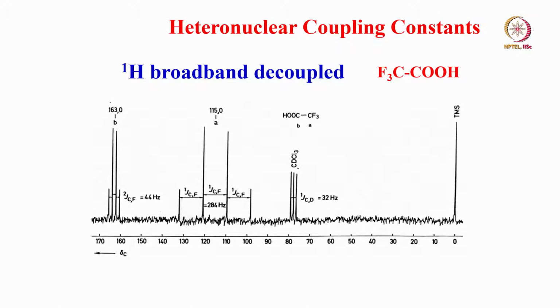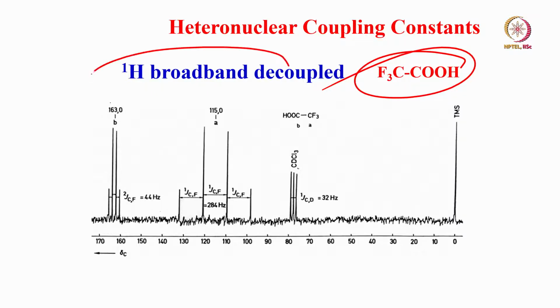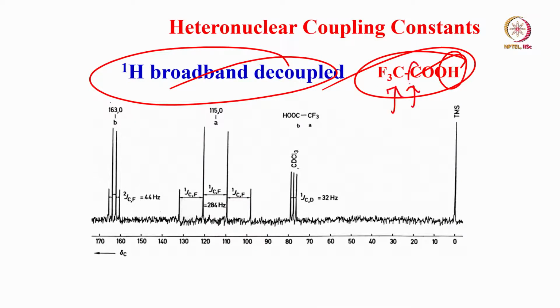I will take a simple example of a molecule like this. It is called trifluoroacetic acid, CF3COOH. Now it is a carbon 13 NMR spectrum. I have told you it is broadband decoupled, meaning there is no coupling of carbon with proton. Of course, there is only one carbon here, COOH, but that also is not coupled. And there are two chemically inequivalent carbons here, the COOH carbon and the CF3 carbon.